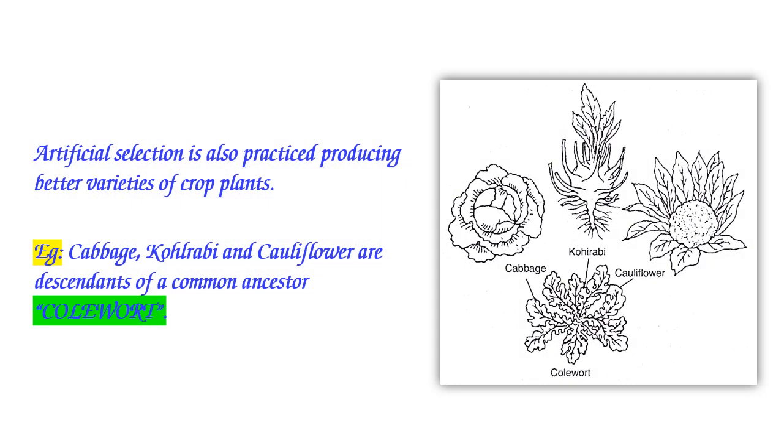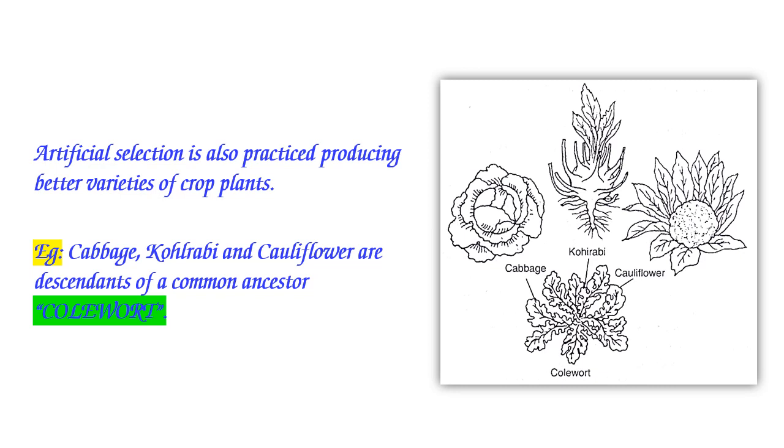So, from the plant side, artificial selection is also practiced, producing better varieties of crop plants. Previously we talked about birds, animals, and now about plants. Artificial selection is also practiced to produce better varieties of crop plants. Previously tomatoes were seasonal, now they are available throughout the year.